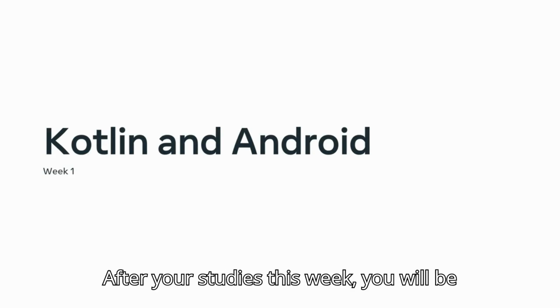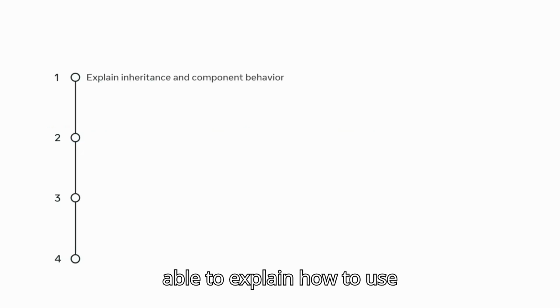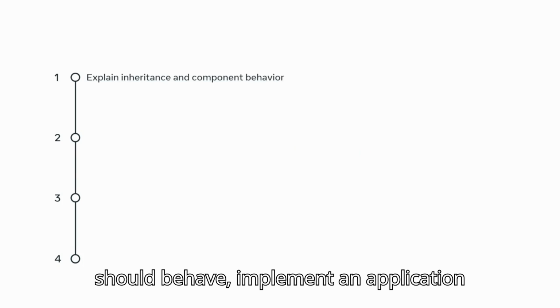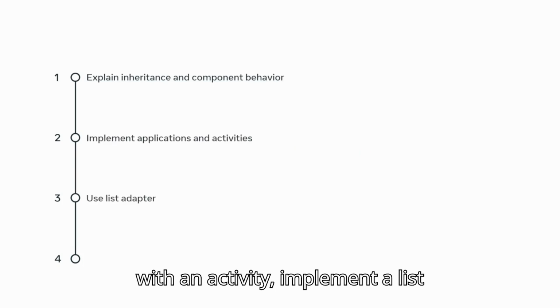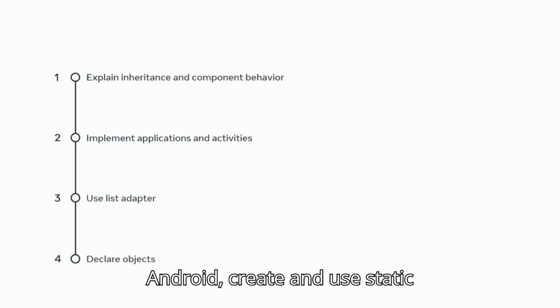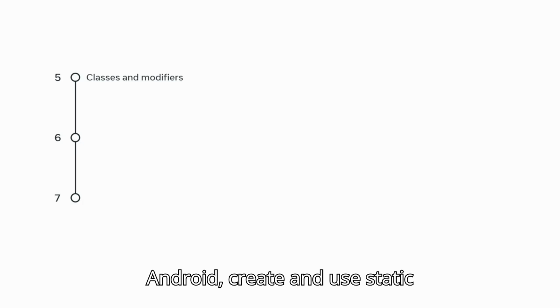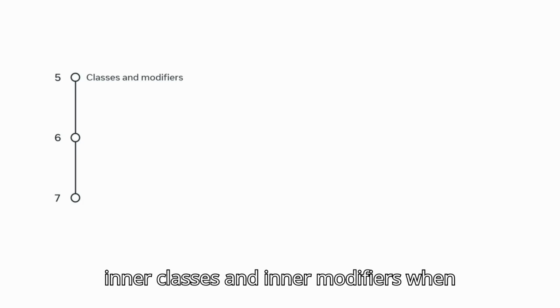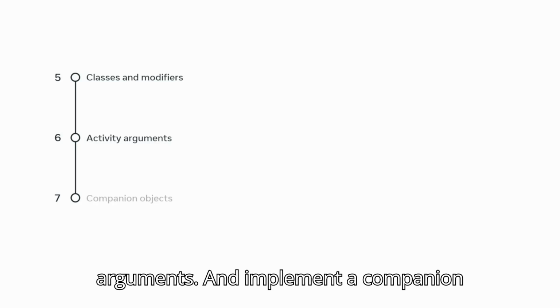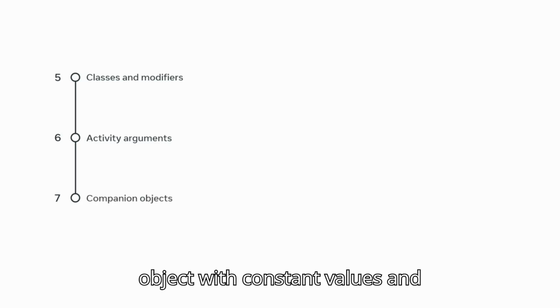After your studies this week, you will be able to explain how to use inheritance to decide how a component should behave, implement an application with an activity, implement a list adapter, and declare an object in Android. Create and use static inner classes and inner modifiers when appropriate, set and read activity arguments, and implement a companion object with constant values and arguments.